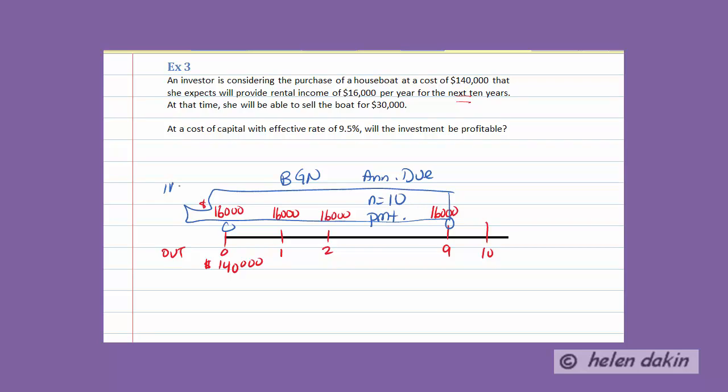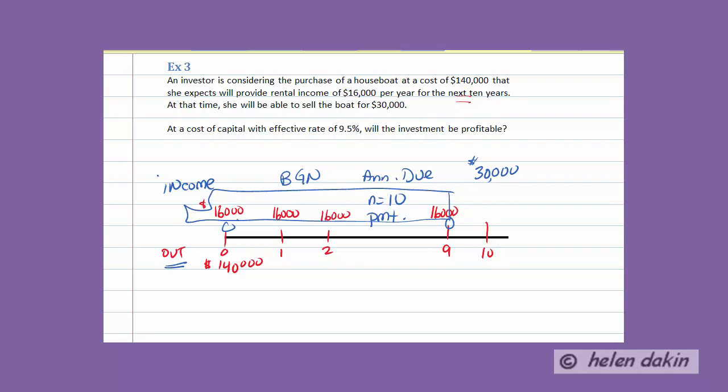Now, this is her income, and I put the income on the top side of the time diagram and the outflow on the bottom. In addition to that, she figures that at the end of the 10 years, she'll be able to sell the boat for $30,000. So that means that that's another source of income for her. So $30,000 will be the income for her at the end of the 10th year.